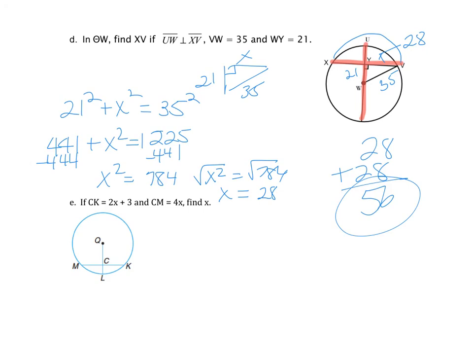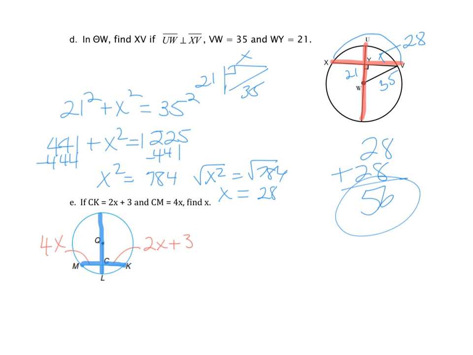Alright, last example here. If CK, so right here, is equal to 2x plus 3, and CM is equal to 4x, solving for x. The thing that I'm looking at here is that I've got a radius, which if I extended my radius would be my diameter, is cutting that in half, so we're going to set those two equal to each other. Oops, let me get my red pen.